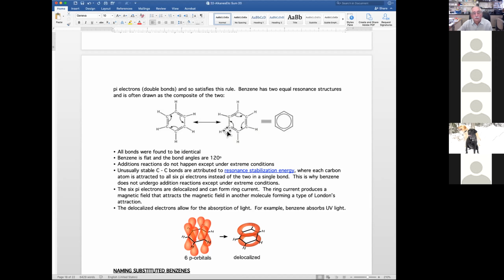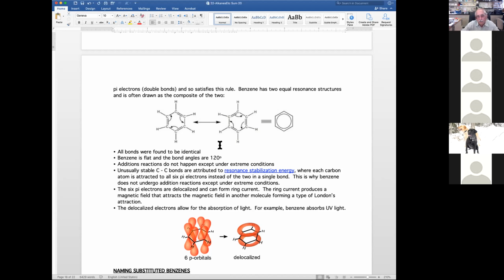And sometimes they will draw the benzene structure like this. It's simple to draw, and it emphasizes an important fact. These do not act like double bonds. Unless you got extreme conditions, you cannot add reagents to the double bond. Doesn't work. That's why this structure is sometimes used.